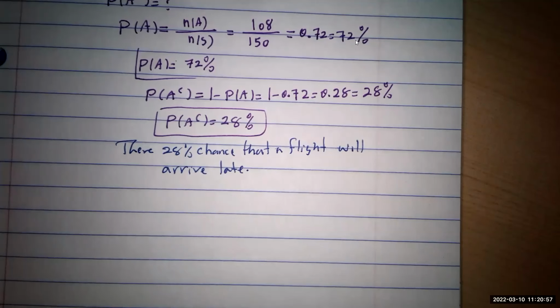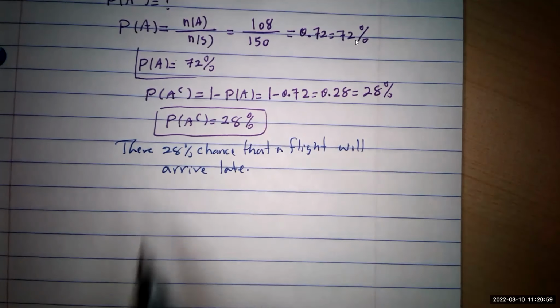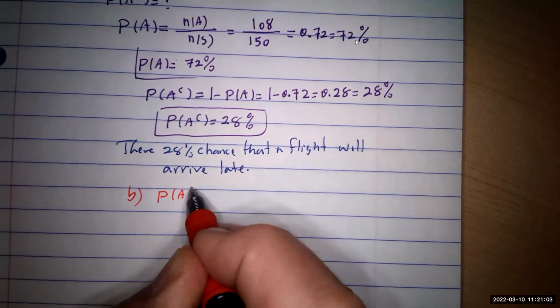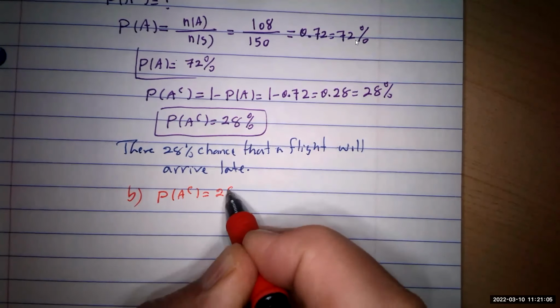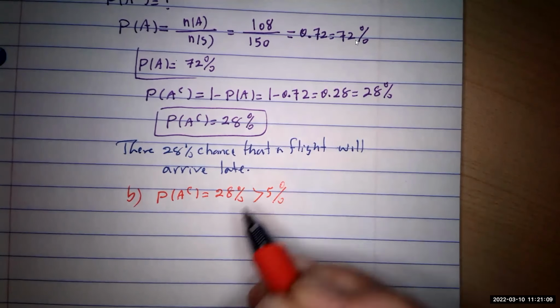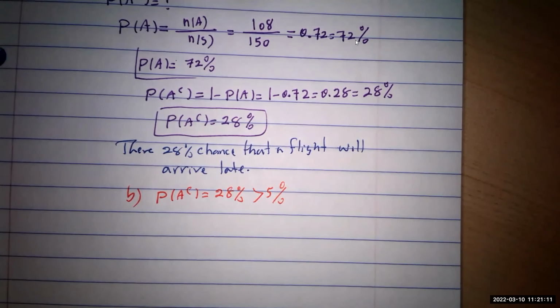Okay, so the answer to the second part is this one. You see that the probability of getting a late flight is 28%, but this is bigger than 5%. When it's bigger than 5%, you are sure that it's going to happen. So it's not unusual to get a late flight, because 30% of their flights are always late. So we are not going to be surprised. Okay, so the answer is no.